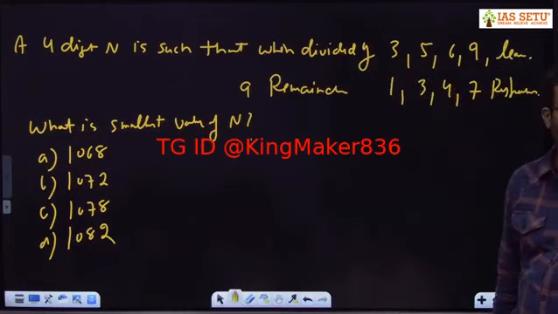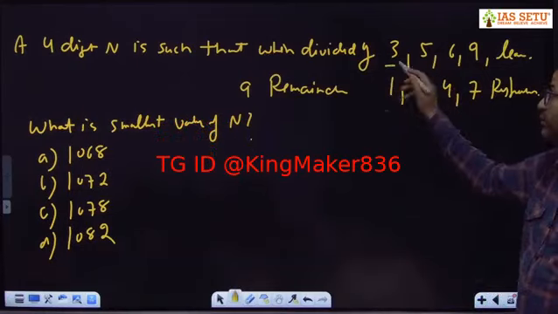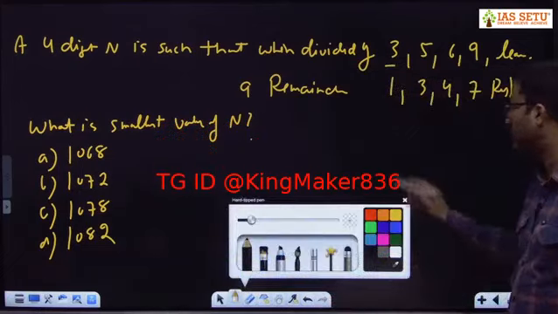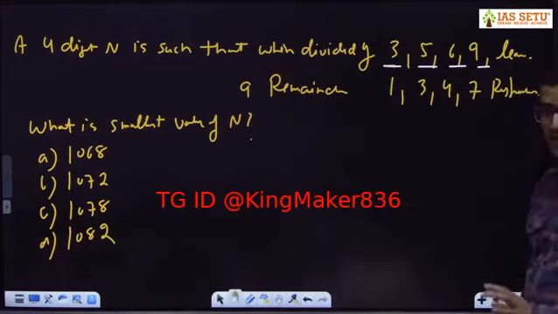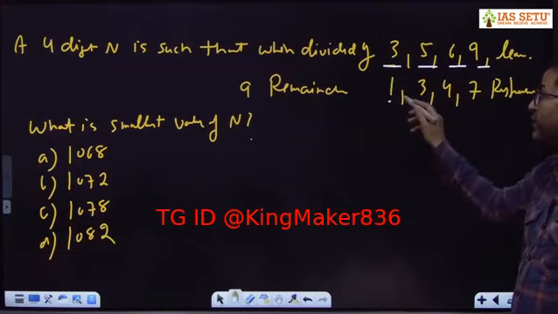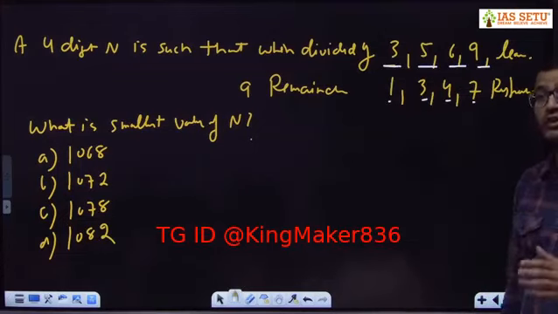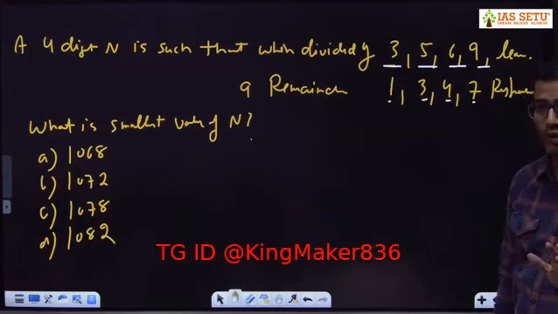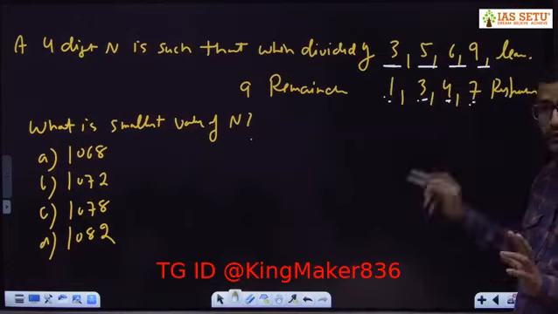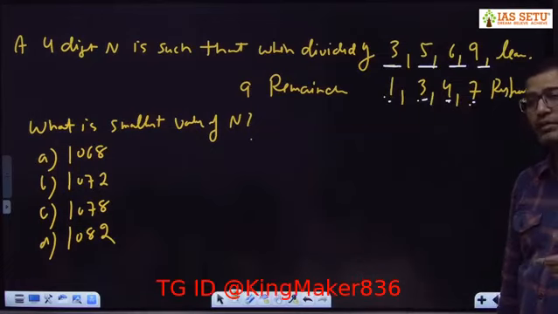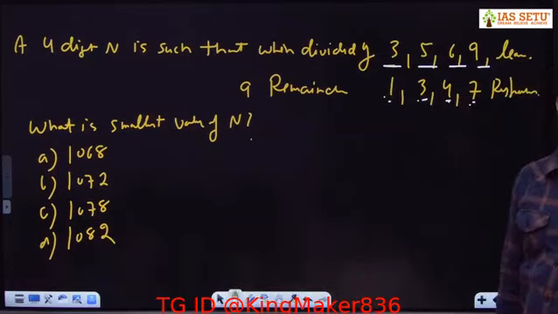3, 6, 9, multiple of 3, multiple of 5, multiple of 6, multiple of 9 means LCM. Then your remainders are given as 1, 3, 4, 7. Are your remainders constant? No, your remainders are 1, 3, 4, 7, the remainder is changing. When your remainders are changing, use negative remainder.